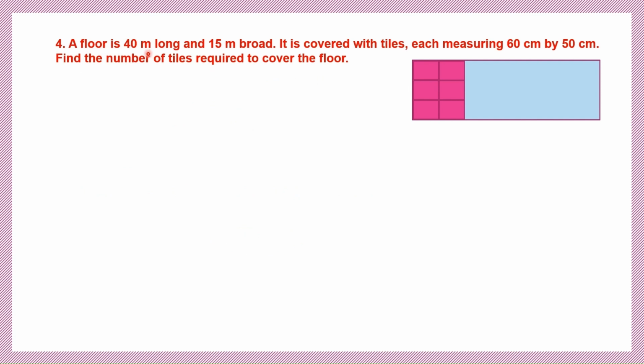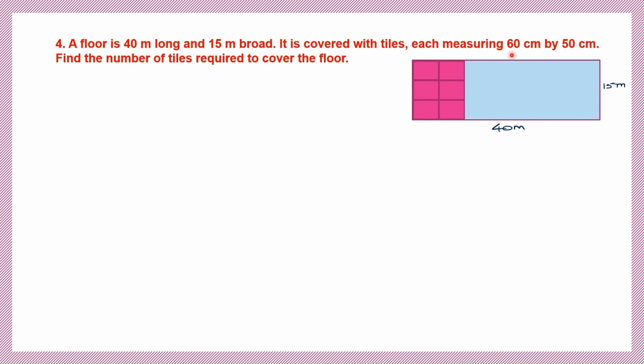Question 4. A floor is 40 meters long and 15 meters broad. So this whole thing is the floor. It is 40 meters long and 15 meters broad. Now this is covered with tiles. All these pink rectangles that you can see are tiles, and this whole thing is covered with tiles. I've just shown you a few here.